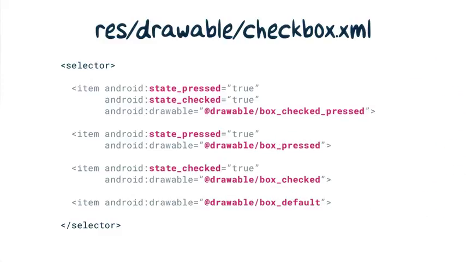Now, the interesting thing about states is that you can even create your own. While there are things like pressed and checked and focused and selected and activated and really a lot of different types of states, you can even create your own states to map to whatever your application needs to represent in its UI elements.